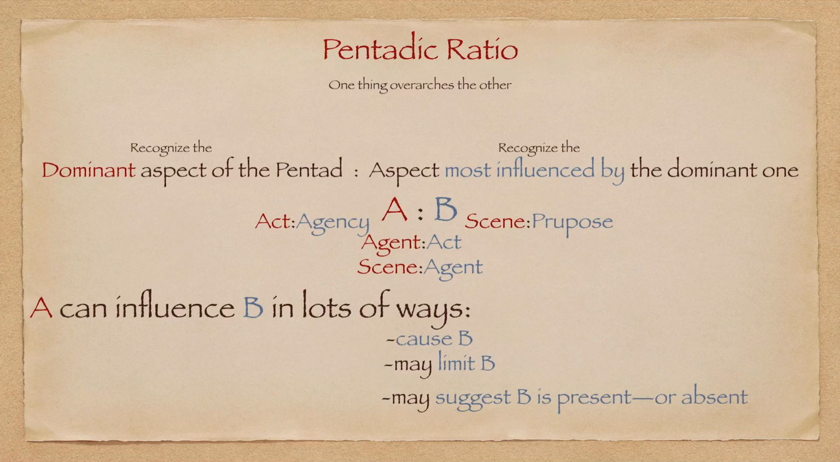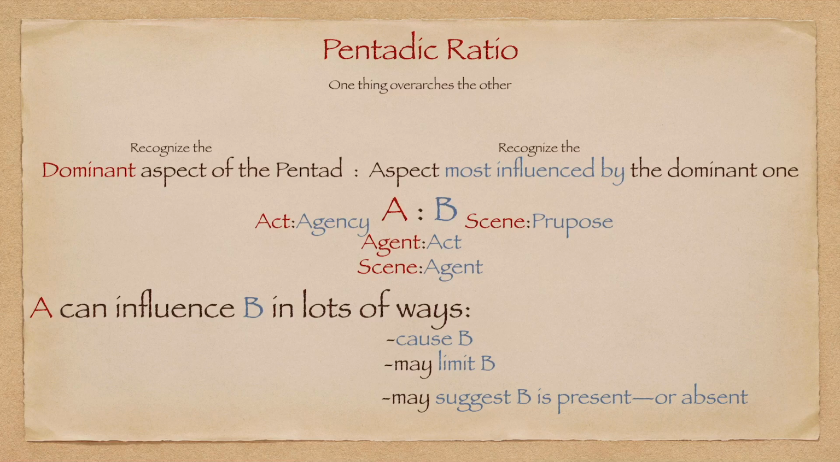It could be that A limits the options of B. It might be that A tells us how B gets there, or how to drive B out, how to exclude B. So there are a lot of different ways in which this influence can be brought to bear from the dominant element to that secondary element in the pentad.